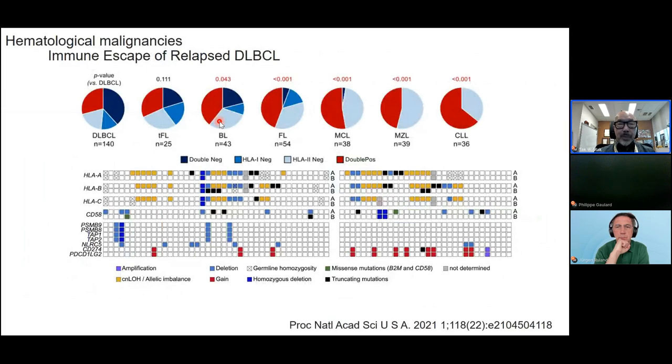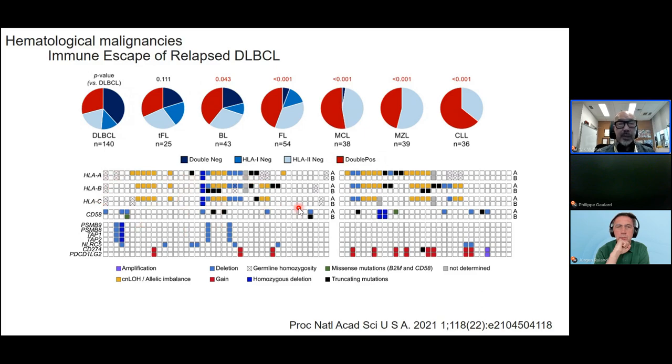In DLBCL, the work of Ricardo Della Ferreira here is even more dramatic. Only 1/4 of the DLBCL maintain both copies of both HLA class 1 and class 2. The rest of them have either lost class 1 and class 2 HLA, or they have lost one or the other. And the loss of HLA class 1 can be seen here.